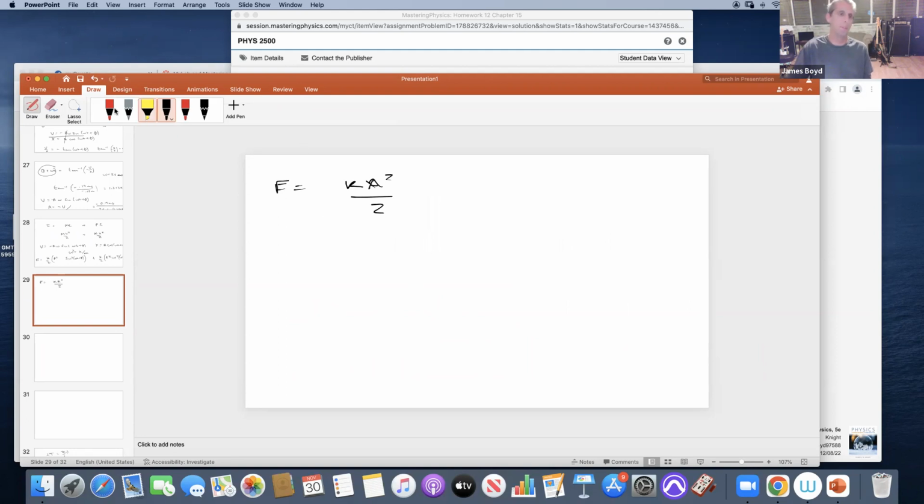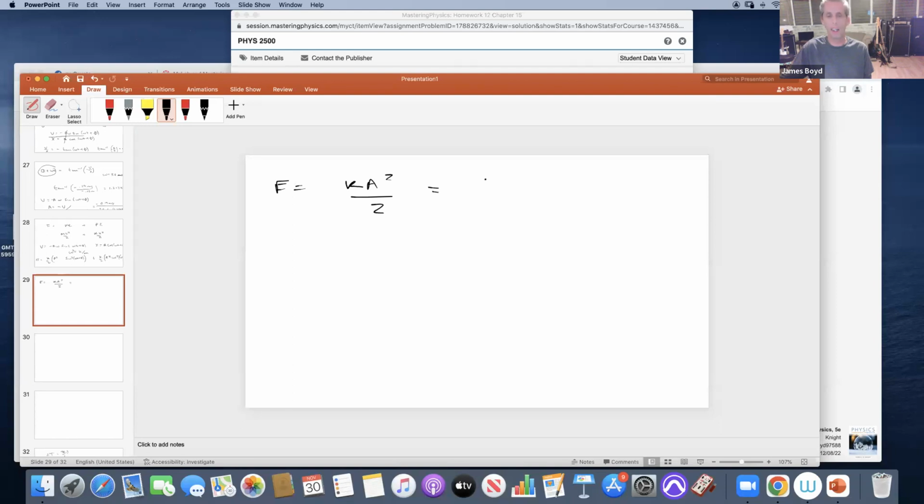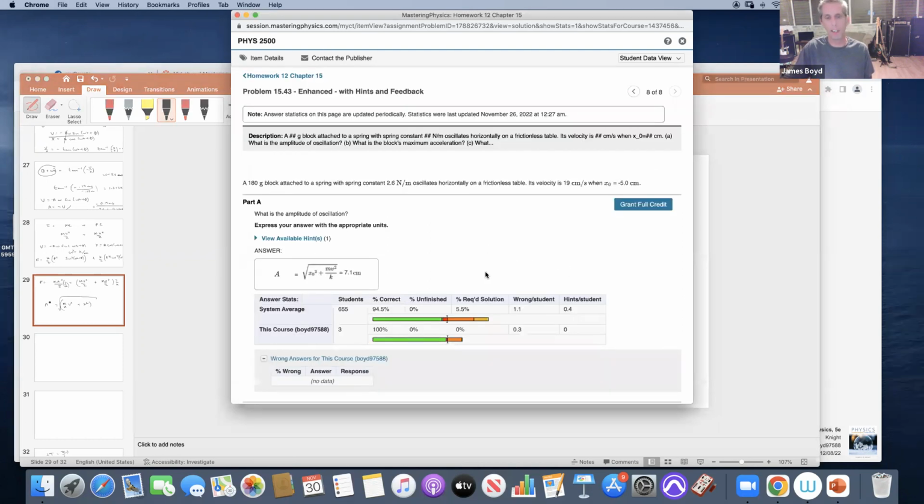Now, because of that, I know the following is true. This is also equal to mv squared over 2 plus kx squared over 2. If I want to find A squared, multiply both sides by 2 over k. What I get is 2 over k times m over 2, which is m over k, times v squared. The 2 over k cancels that. Take the square root, and what I get is this.